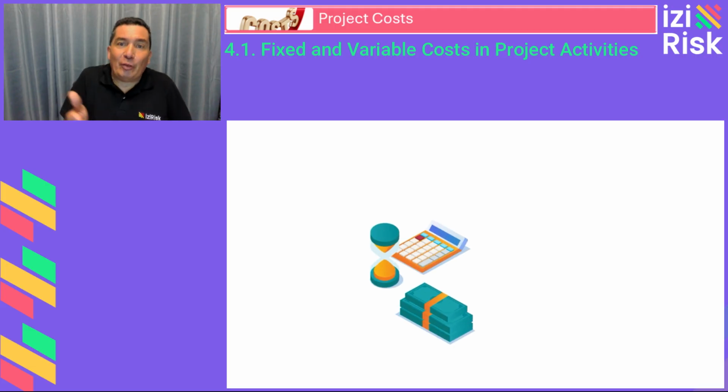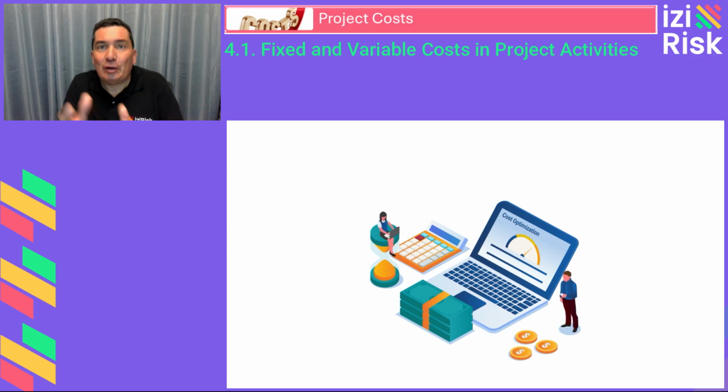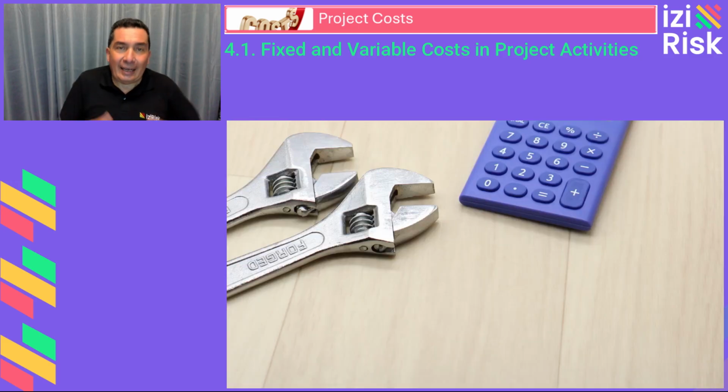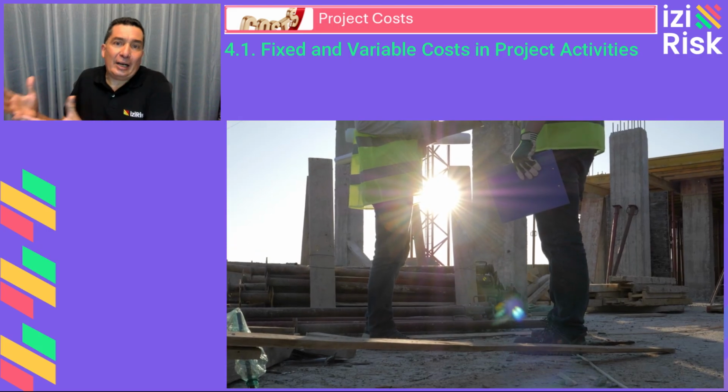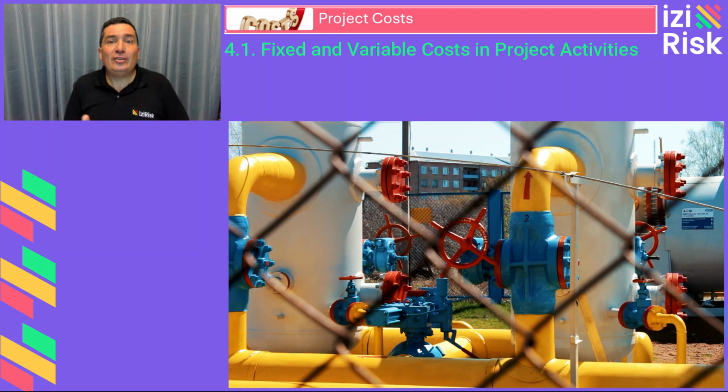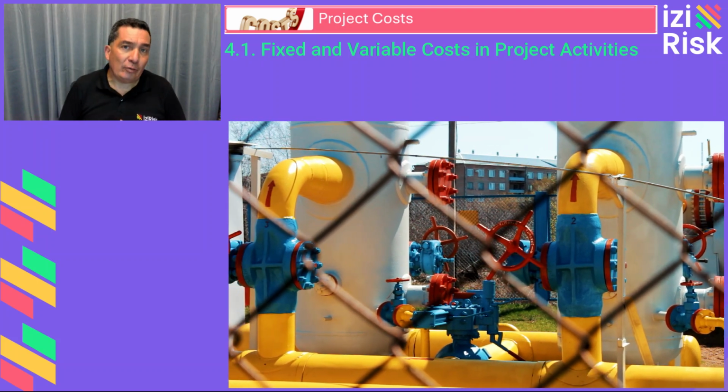Variable costs are those that depend on the duration of the associated task. In other words, they increase or decrease based on how long the activity lasts. Examples of variable costs in project activities are wages for labor hired on an hourly or daily basis, and energy consumption in construction or production equipment.